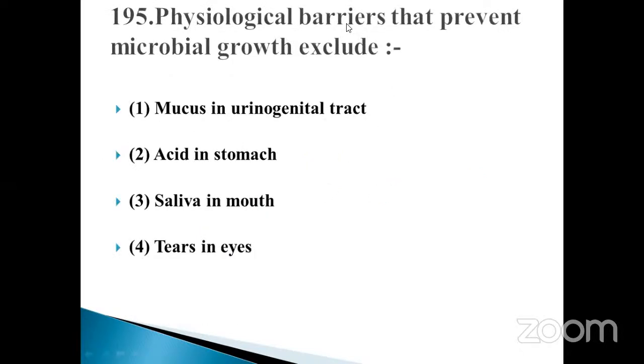Physiological barrier that prevents the microbial growth, except, like that. First of all, you should note it down. See here, mucus is present in the urinogenital tract, and also in the small intestine, nasal passage, and so on. So many things are there. But here they have given the barriers. What is the meaning of barriers? Physiological barrier. What are the physiological barriers?